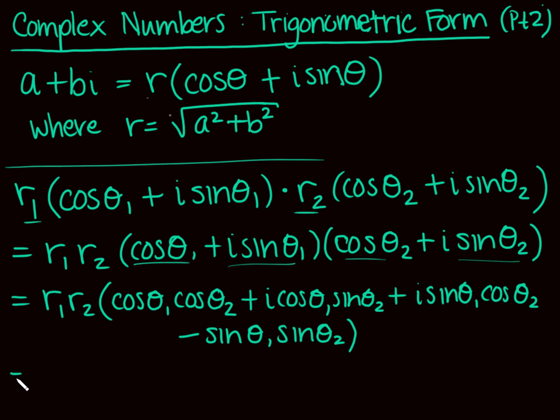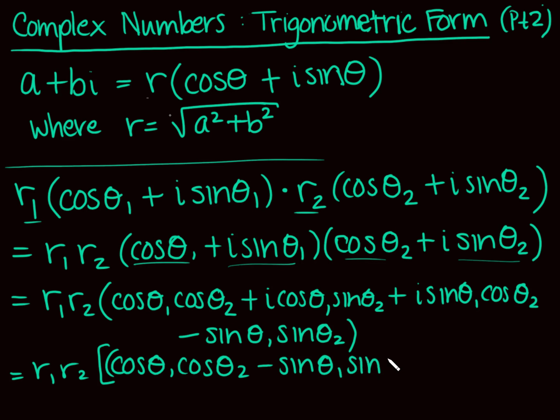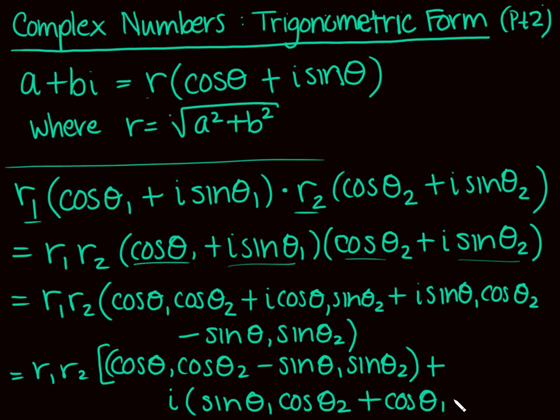And now if I group some of these together, let's take everything that does not have an i and put that together. So the cosine of theta 1, cosine of theta 2, minus sine theta 1, sine theta 2. Those don't have an i, so I'm going to group them together. And then the stuff that does have an i has plus i times what would I be left with? Let's put the sine one first, just because it has the theta sub 1. Sine theta 1, cosine theta 2 plus cosine theta 1 sine theta 2.